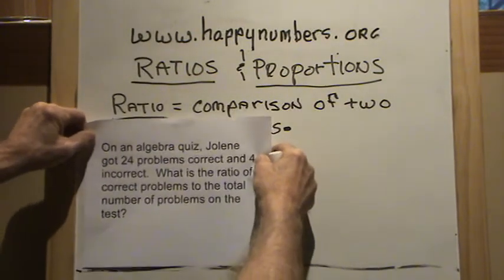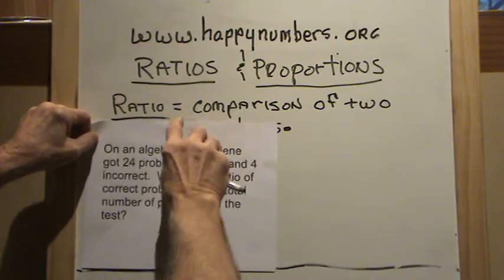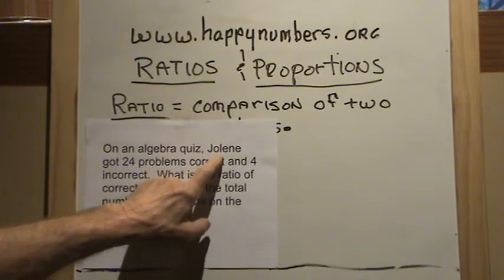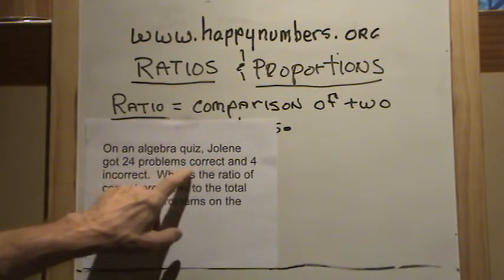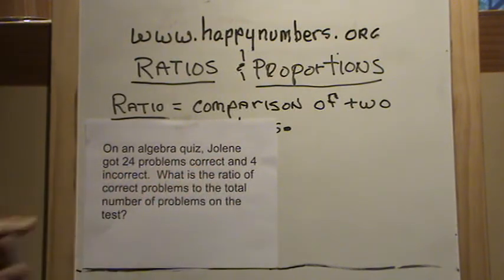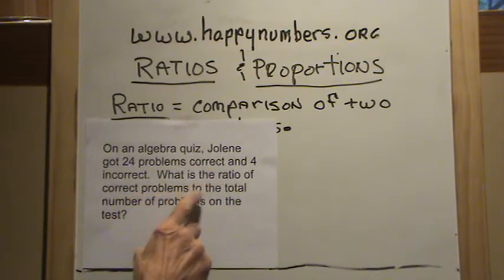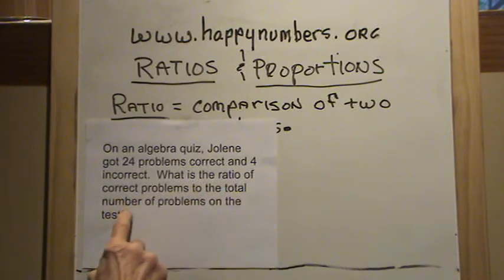This one has a little trick in it. Let's see if you get it. On an algebra quiz, Jolene got 24 problems correct and 4 incorrect. What is the ratio of correct problems to the total number of problems on the test? Why don't you put your video on pause and see if you can work that one, and then we'll turn it back on again.